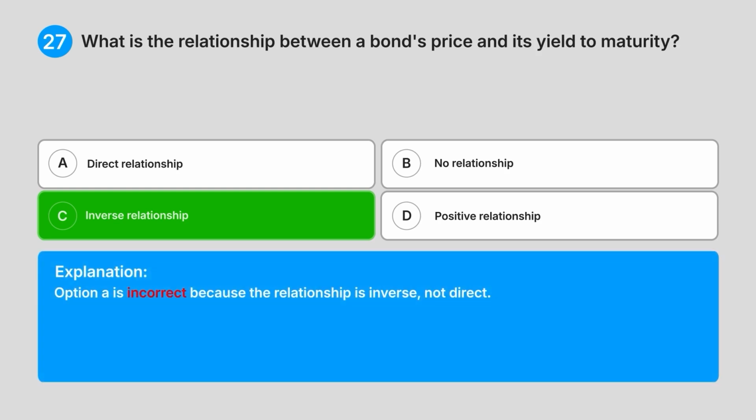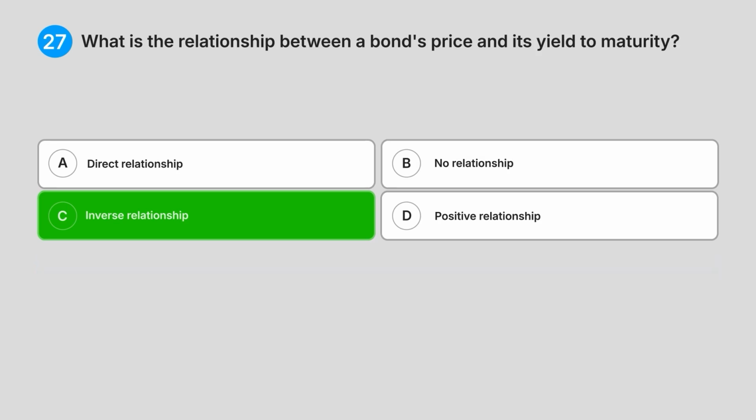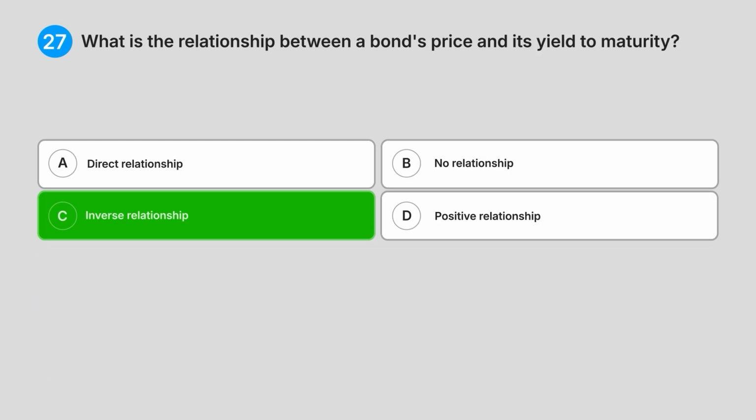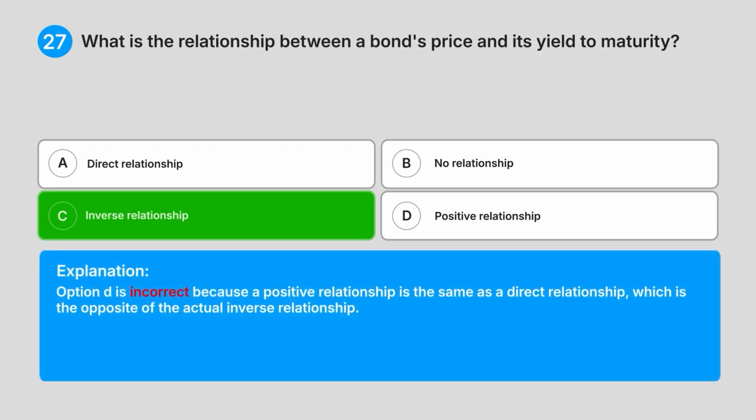Option A is incorrect because the relationship is inverse, not direct. Option B is incorrect because the price and yield are fundamentally linked. Option D is incorrect because a positive relationship is the same as a direct relationship, which is the opposite of the actual inverse relationship.